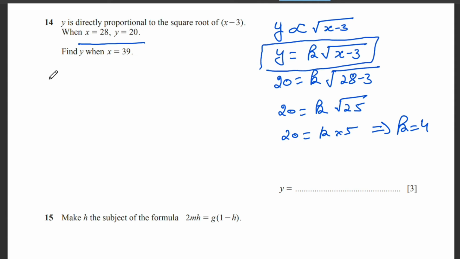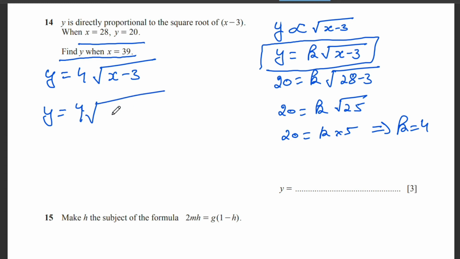Now substituting the value of k, y equals 4 under root of x minus 3. Now find y when x is 39. So y equals 4 under root of 39 minus 3.